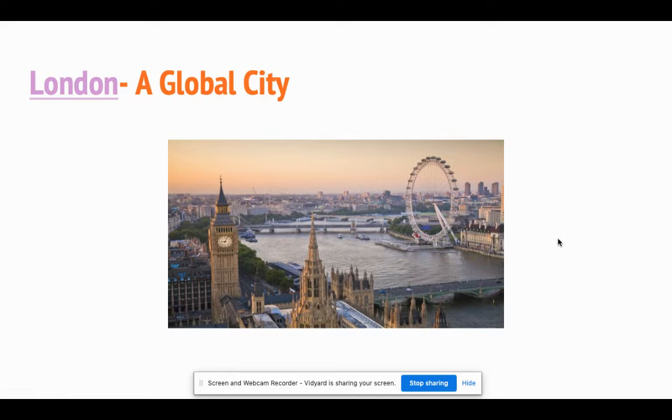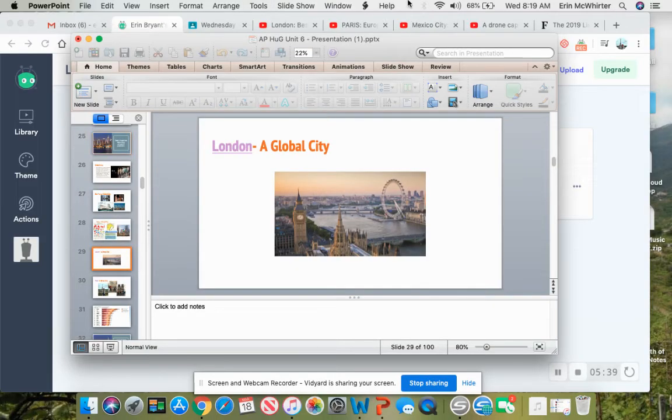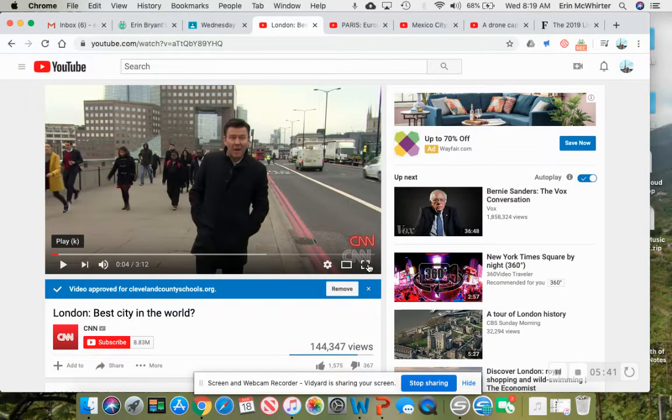Okay, so we're going to take a look at London and how London is an example of a global city. And I think the best way to do that, I've got a video clip that I'm going to show you. This, of course, is an aerial view of the beautiful city of London. So we're going to take a look here at how London is an example of a global city.